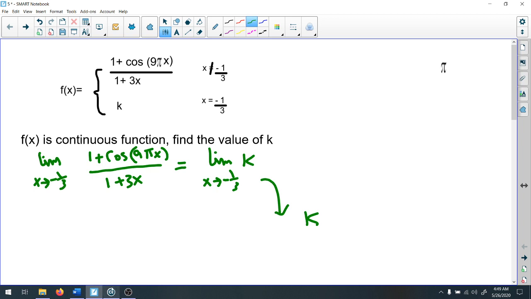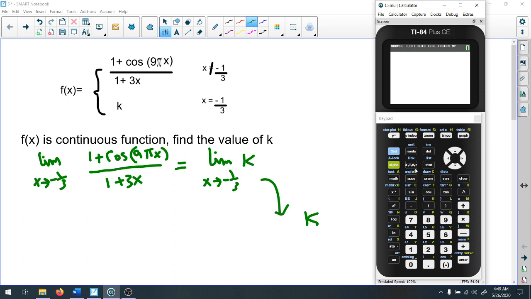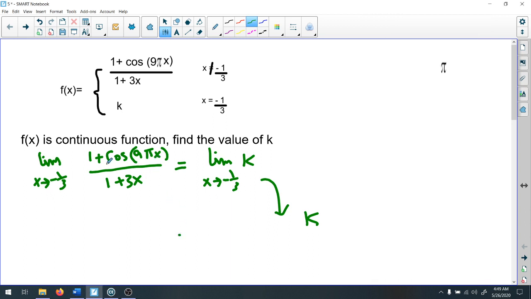So let's do that here. Calculate negative 3 pi. So cosine of negative 3 pi will be negative 1. If you plug it in, negative 1 plus 1 will be 0. And here, negative 1/3 times 3 is negative 1. Negative 1 plus 1 is 0. 0 over 0 is undefined. That means we have to look for another method to find the limit.